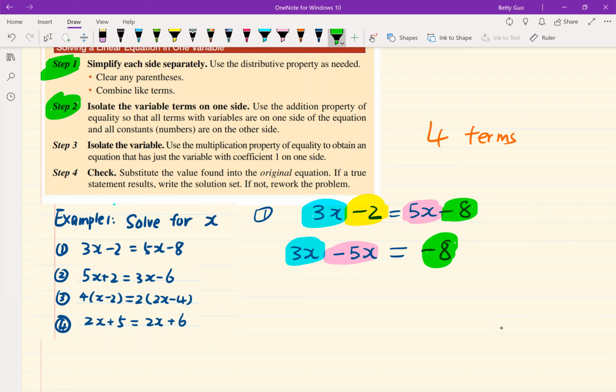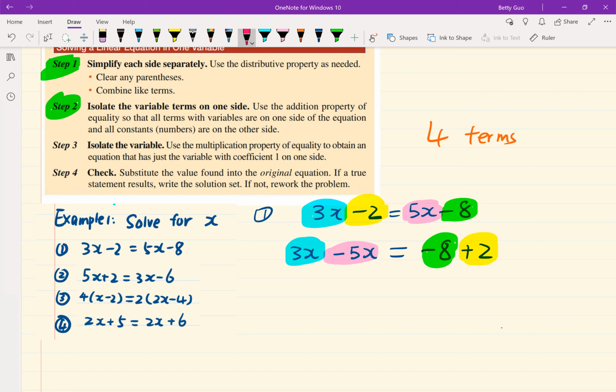We want the negative 2, the yellow term, on the right hand side, because look at step 2, isolate the variable terms on one side. We are using the transposition of terms because this technique is more useful. So how do we move the yellow term over? Just move it and change the sign. You move a negative 2 over, flip the sign in front of it. So negative 2 on the left becomes positive 2 on the right. So that is step 2.